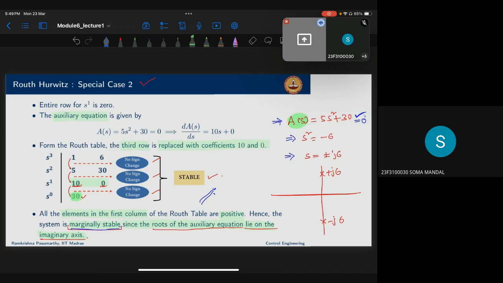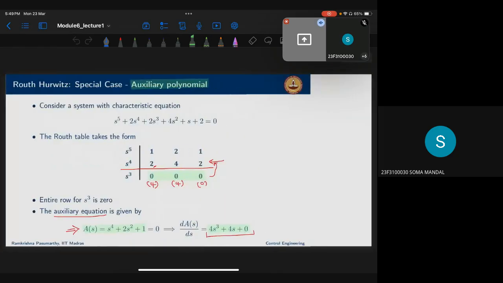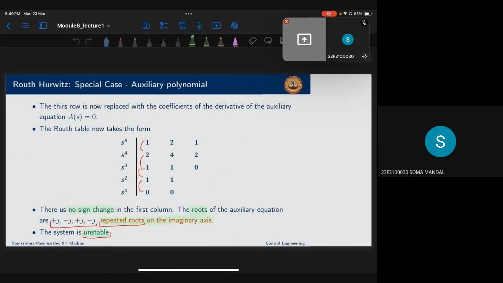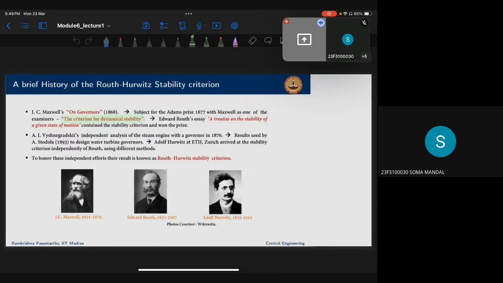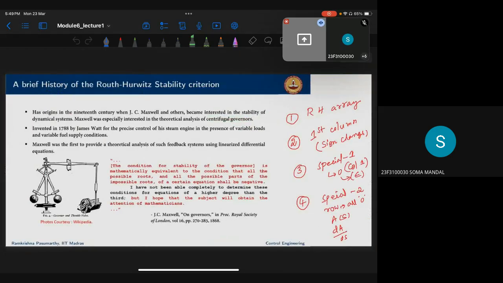These are special case 1 and special case 2. Any queries? So let me solve an example. This is basically the RH criteria methodology. Let me solve one more example.